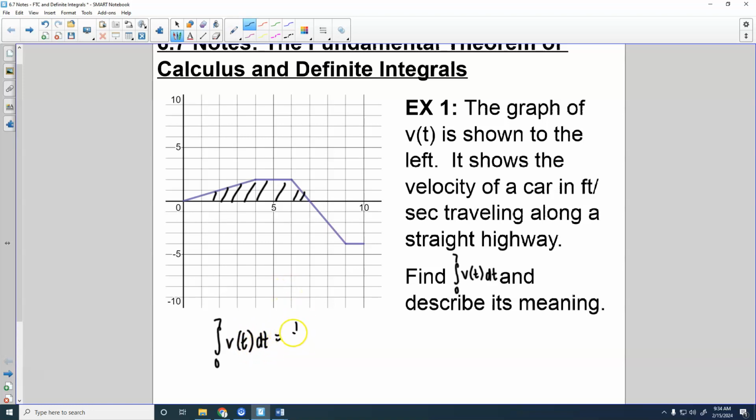And so we would have 1/2. The height of that trapezoid is 2. The bottom base would be 7. The top one would be 2. So that is going to give you 9 for that.